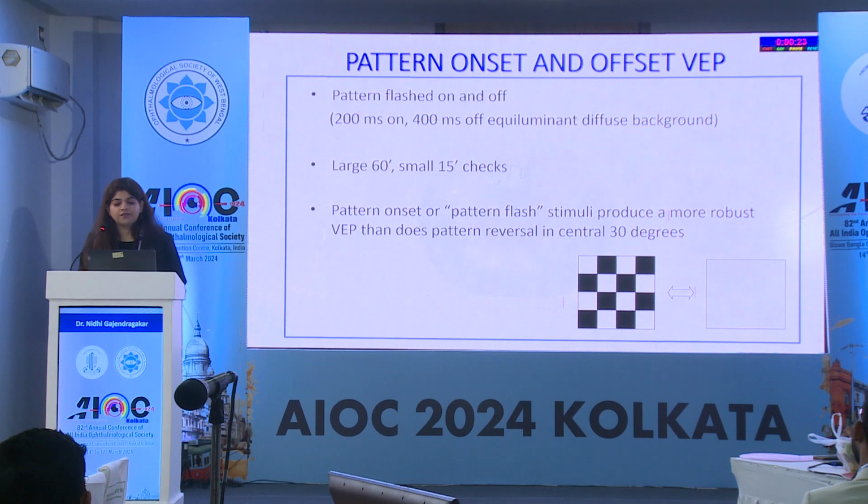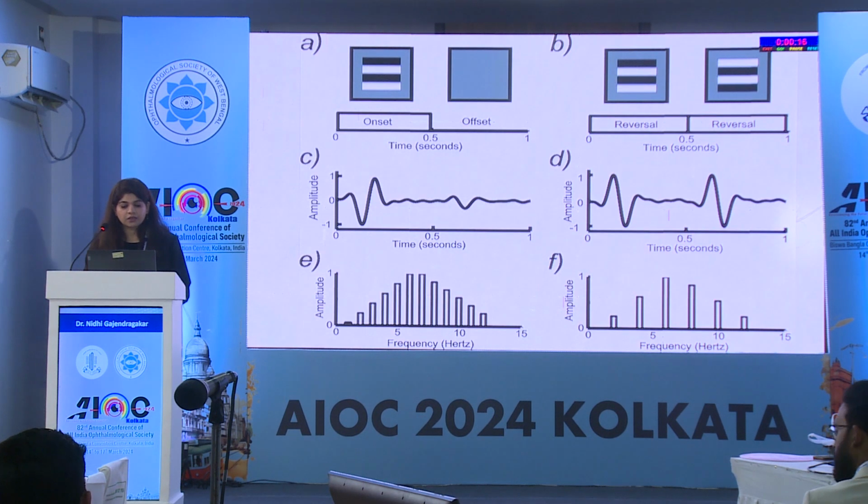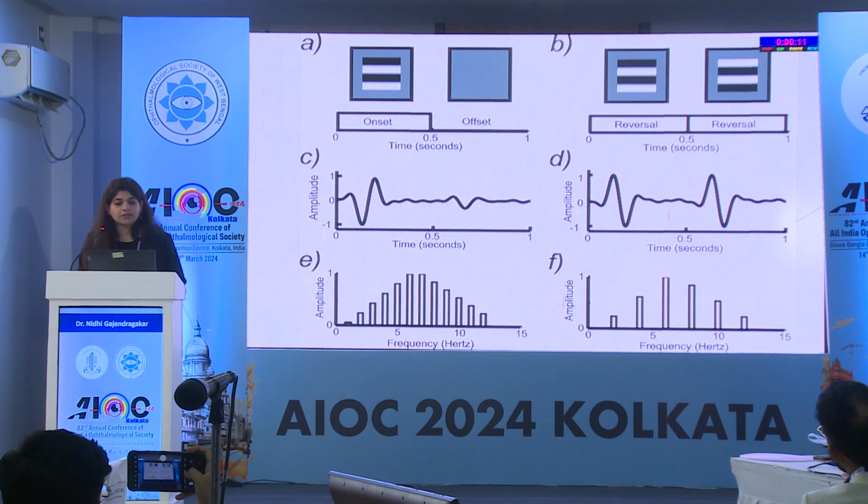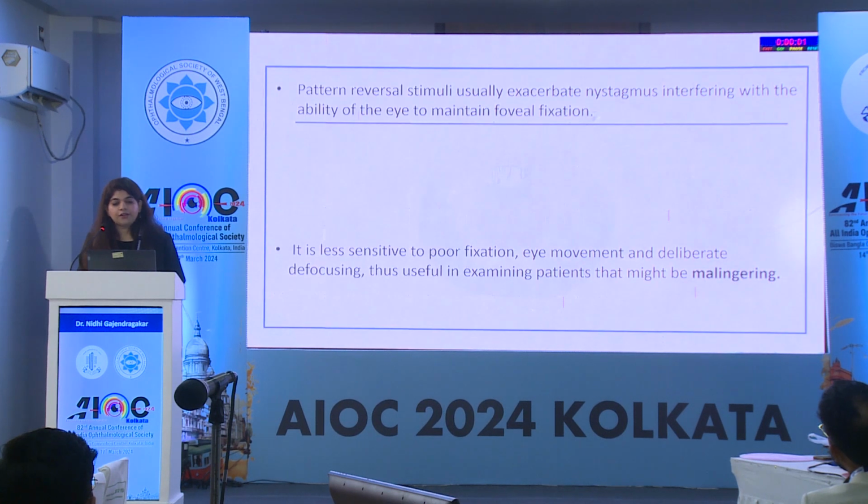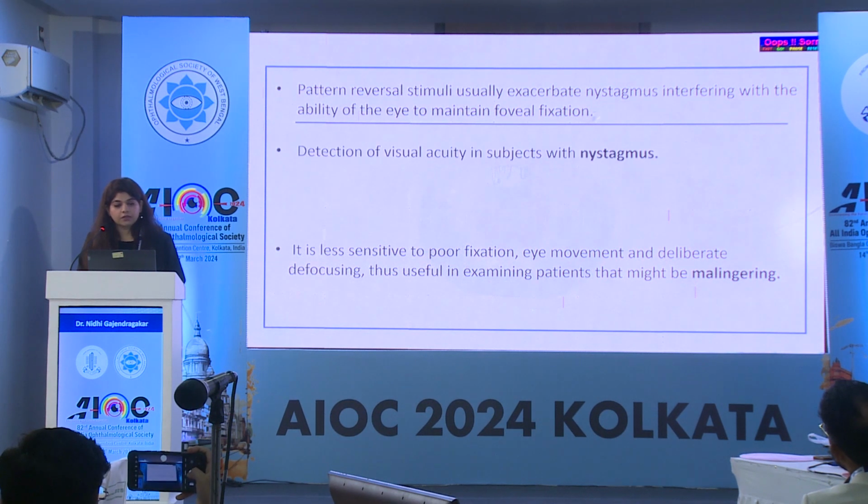Pattern onset or pattern flash stimuli produce a more robust VEP than pattern reversal in the central 30 degrees. So this is the difference. In pattern onset and offset, we have it on, and then for twice the amount, it is a diffuse equiluminant background. And in pattern reversal, the white-black checks are reversed. Pattern reversal stimuli usually exacerbate nystagmus and interfere with the ability of the eye to maintain foveal fixation. Thus, detection of visual acuity is good with this in cases of nystagmus.